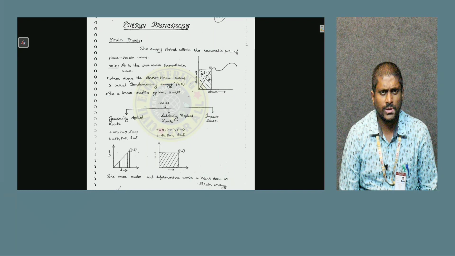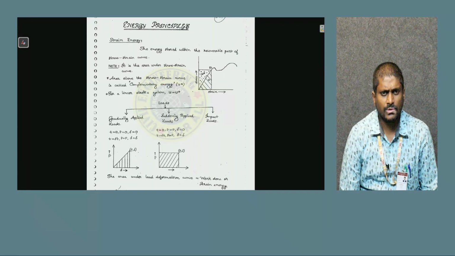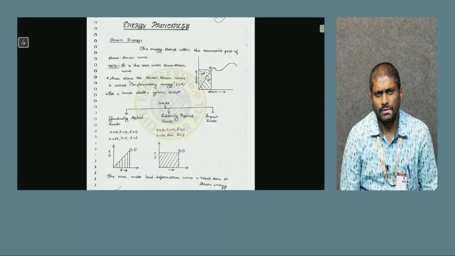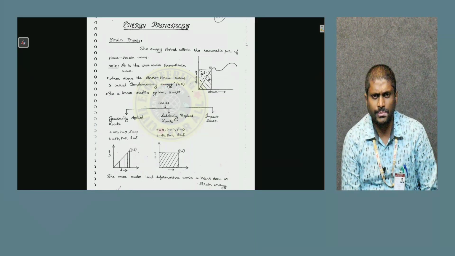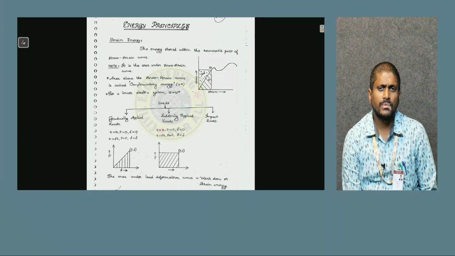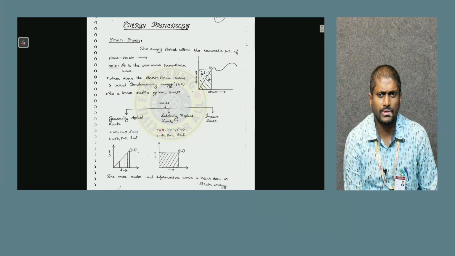When you see the gradually applied loads, at time 0 the load will be 0 and delta will be 0, and if time changes, then P will become P and delta will become delta. Then for suddenly applied loads, there is no time, t will be 0, then P becomes P and delta becomes delta. If you vary the time, then P will become P and delta will become delta. Then for impact loads, we don't have this kind of combination.